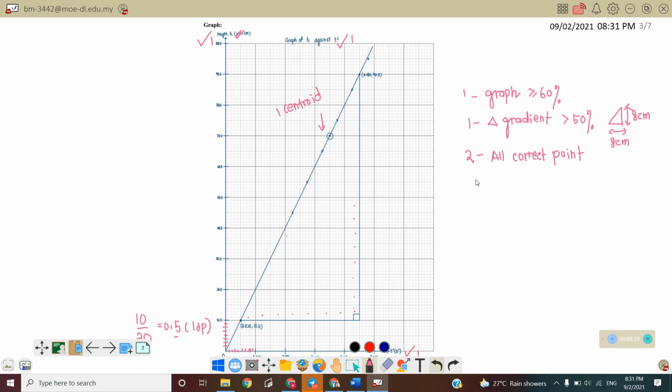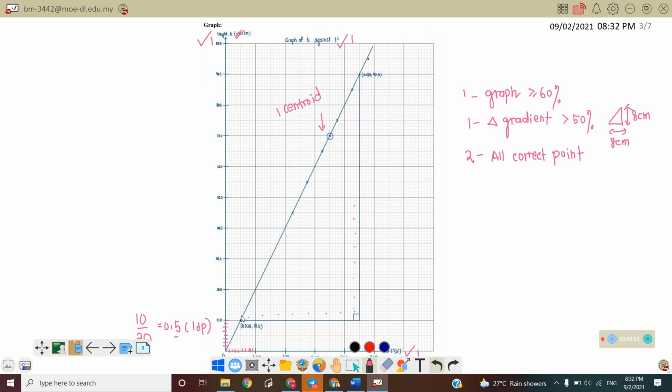Okay, next one, best fit line through the centroid, as many points as possible, and balance of points within the best fit line. Meaning that the line that you draw here must pass through the centroid, and also as many points as possible. So this line actually already passed through almost 5 to 6 points. And also balance, meaning that the points on both sides are equal, or mostly equal.